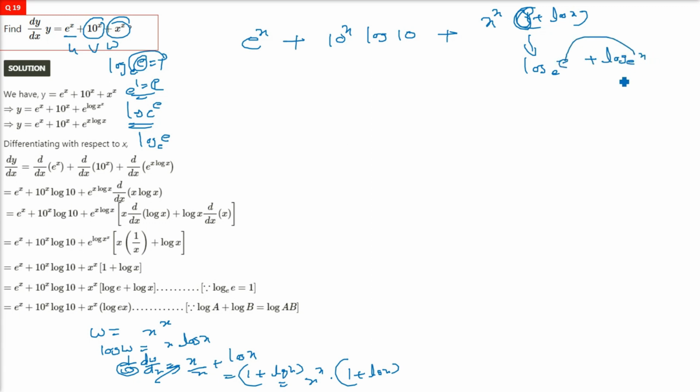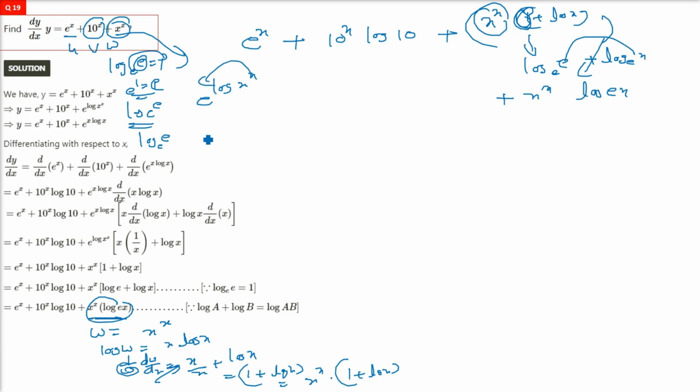Now log a plus log b is what? Log of a into b. So you can write it as log of e into x. And x to the power x is already there. So this whole term you can write like this: x to the power x log(ex), that is how it has come. The rest, all e to the power x plus 10 to the power x log 10, will remain like that. And the second way of doing this: x to the power x is e to the power log of x to the power x, which becomes e to the power x log x. When you differentiate it, the result will come the same.